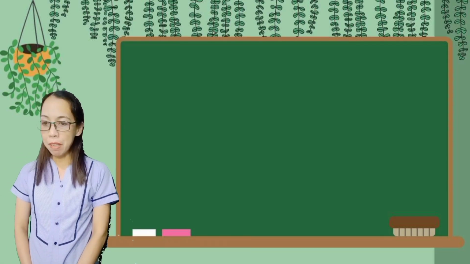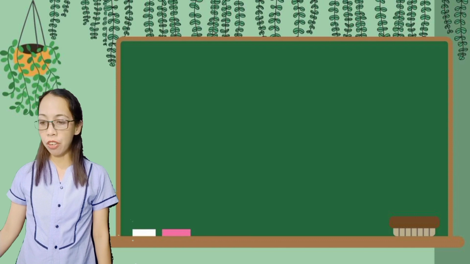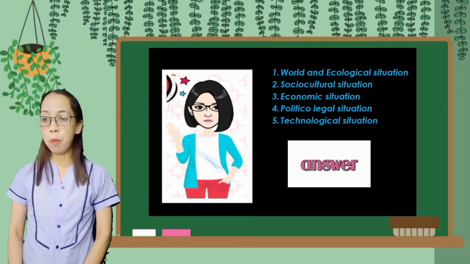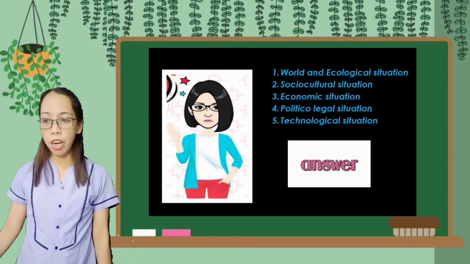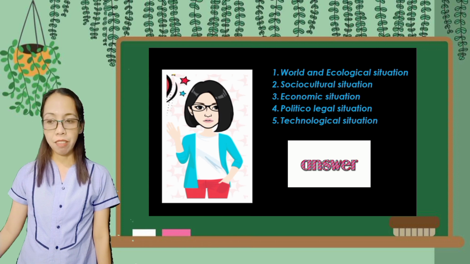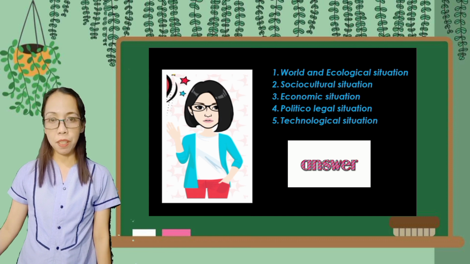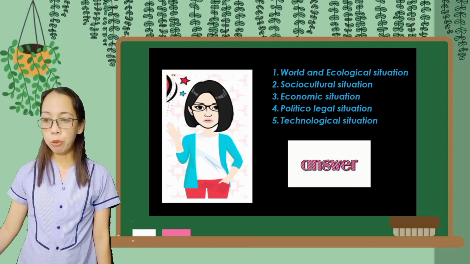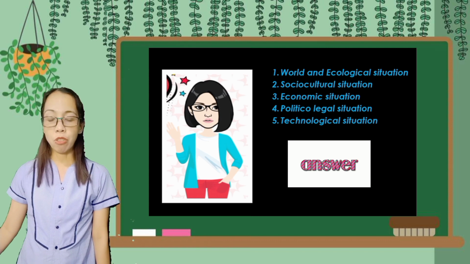Okay, time is up. Let's check your answers. Number 1 is world and ecological situation. Number 2, socio-cultural situation. Number 3, economic situation. Number 4 is political-legal situation. And number 5 is technological situation.